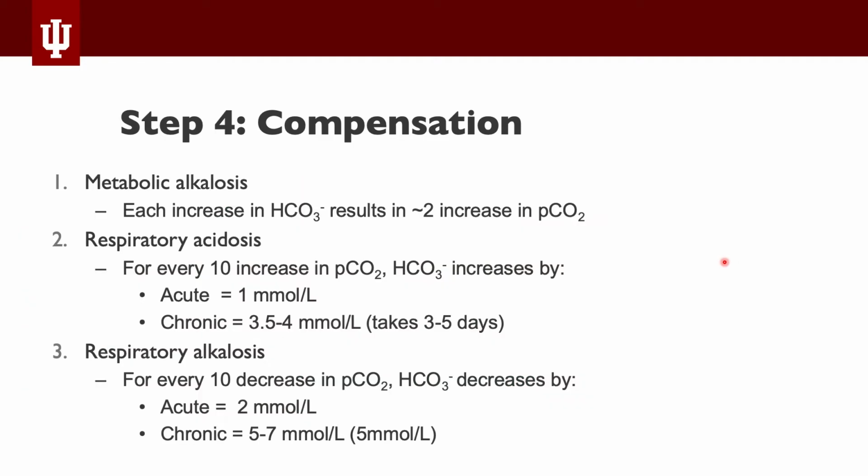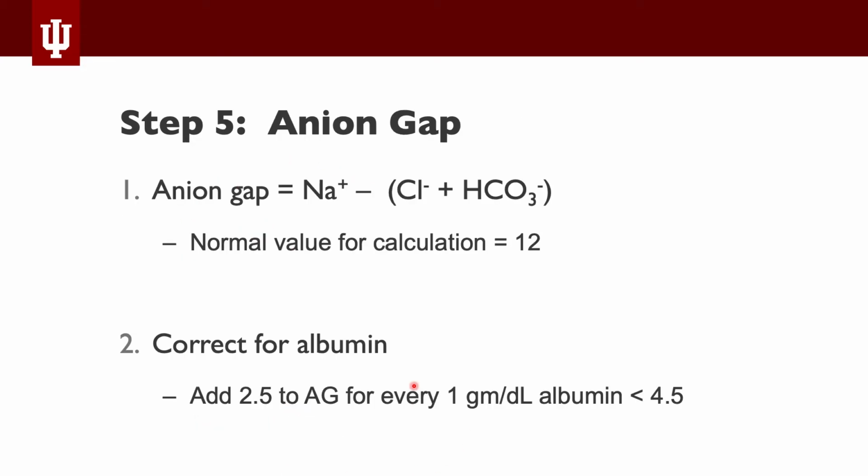All right, this is compensation in other words. So for instance, metabolic acidosis, every increase in bicarbonate results in about a 2 increase in PCO2. Respiratory acidosis, we already talked about this. Every 10 PCO2 increases bicarbonate by 1 if it's acute, or 3.5 if it is chronic. Again, I'll let you look at these. I'll let you decide if you like more of the equation format of this or the verbiage of this. All right. Moving on to step 5.